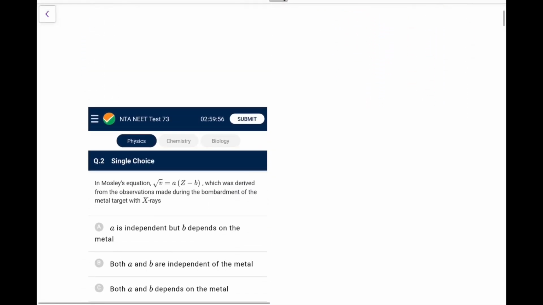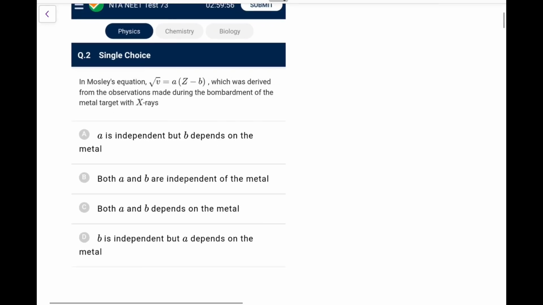Now the next one. In Moseley's equation, root nu is equal to a times (z minus b), which was derived from the observation made during the bombardment of the metal target with X-rays. A is independent but b depends on the metal. Both a and b are independent of the metal. Both a and b depend on the metal. B is independent but a depends on the metal. So we know both are independent of the metal because both are fixed, that you know from Moseley's law. And if you have any confusion regarding it, do watch my Physics in 5-Minute series where I have covered this in detail.